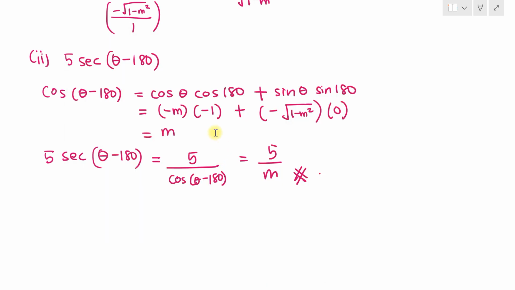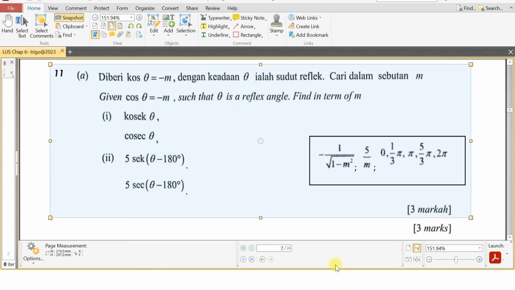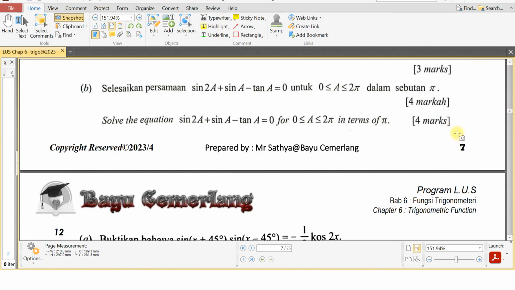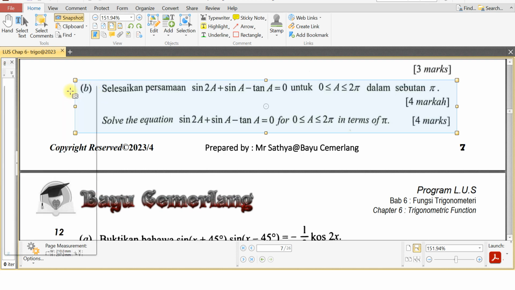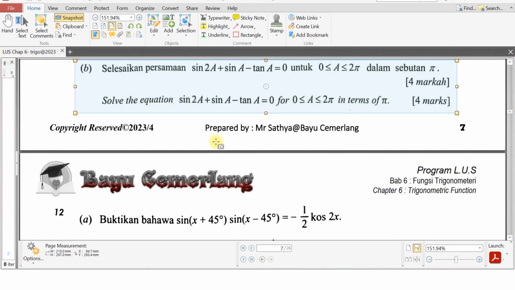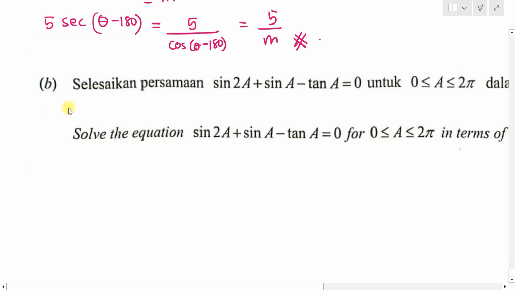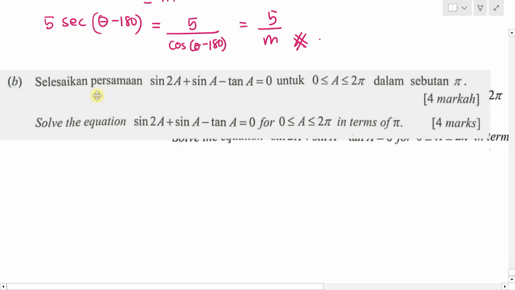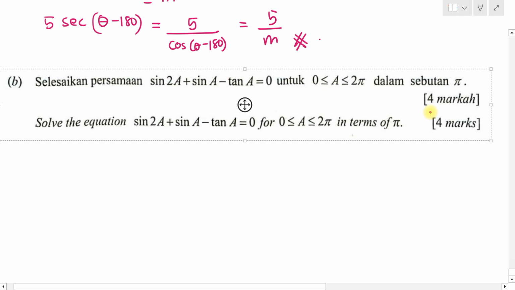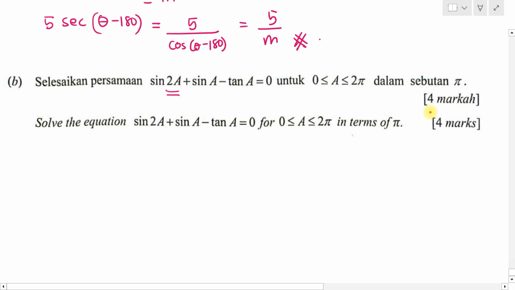Part B. Solving equation. So we look at the solving equation part. There are so many criteria here: double angle, and then you have a tangent, and it must be in terms of pi. So don't give it in degrees. It means they want radians, but not decimal radians, there must be pi. So, let's solve this.